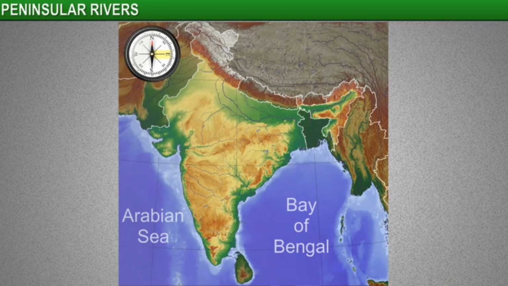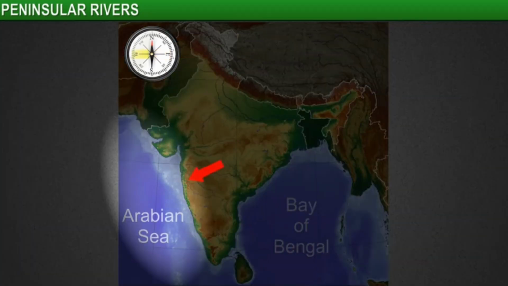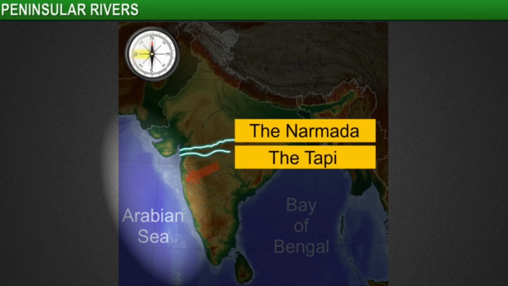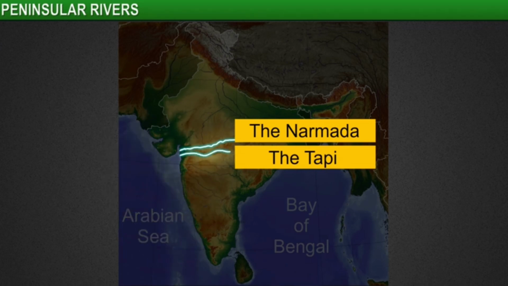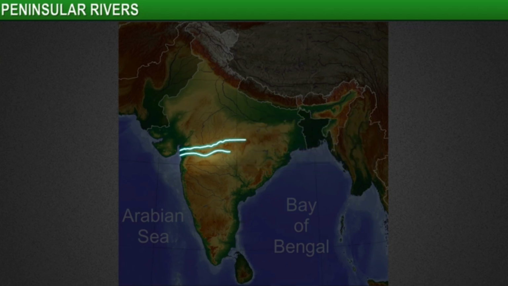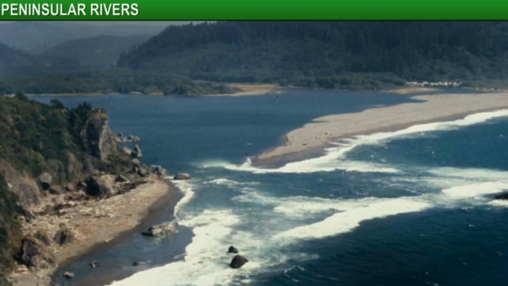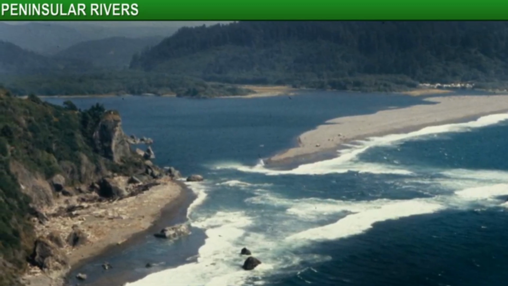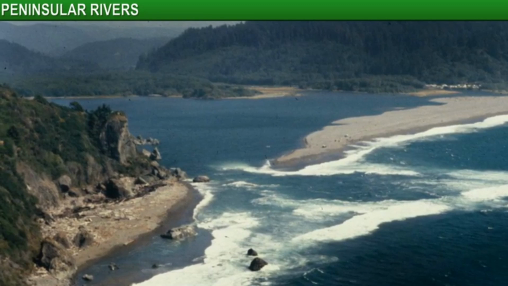On the other hand, the two major rivers that flow westward and drain into the Arabian Sea are the Narmada and the Tapi. Both these rivers also form estuaries along the western coast. Estuaries are coastal bodies of water formed by the ocean and have one or more rivers flowing into it.